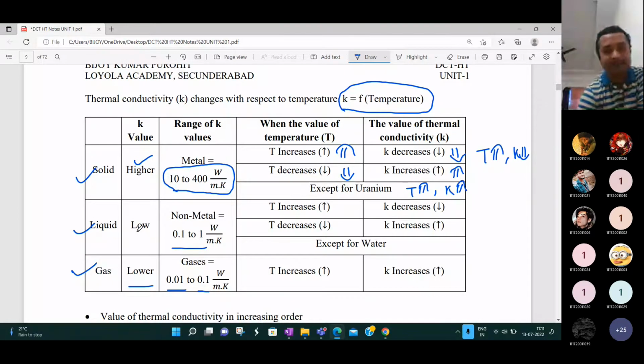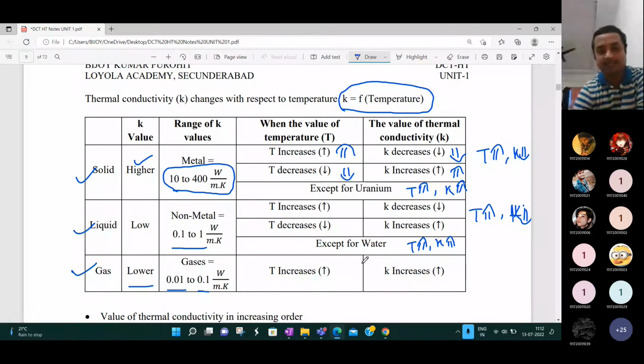Liquid, generally the K value is below. It is from 0.1 to 1. Here also the same: if the temperature increases, the K value will decrease, except for water. If you increase the temperature, the K value of water will increase. If you decrease the temperature, K value will decrease, directly proportional. But for all other liquids, it is inversely proportional. In solids, for uranium, it is directly proportional. For all other materials, it is inversely proportional.